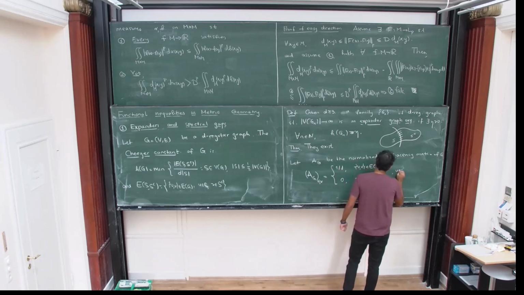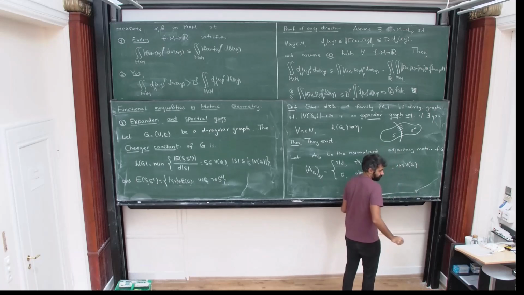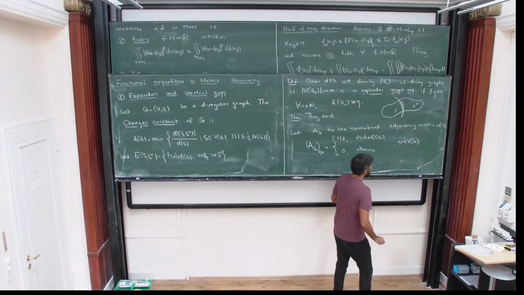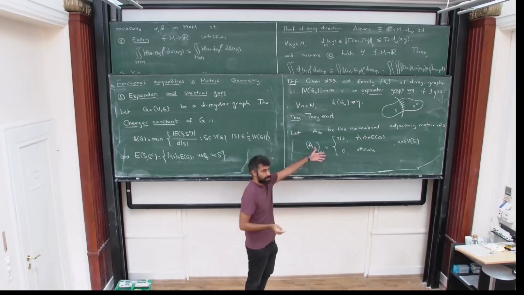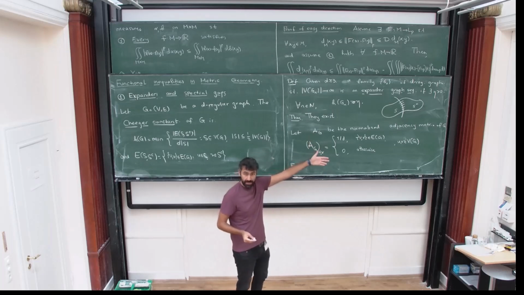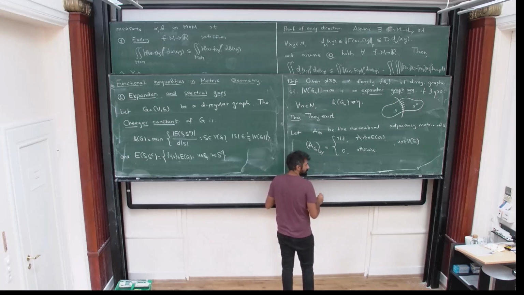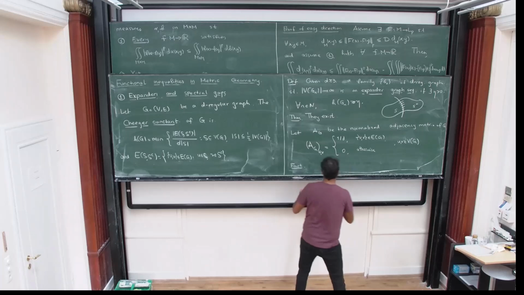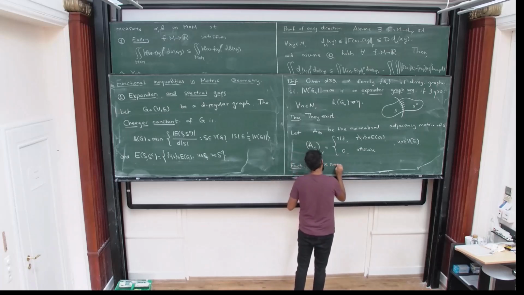So U and V here. And the fact that the graph is regular tells us that this is row stochastic, and also column stochastic, as it's a symmetric matrix. So the fact is that A_G is row stochastic.